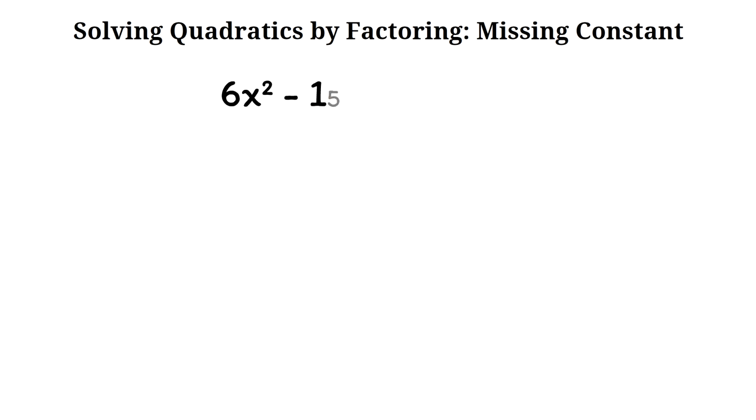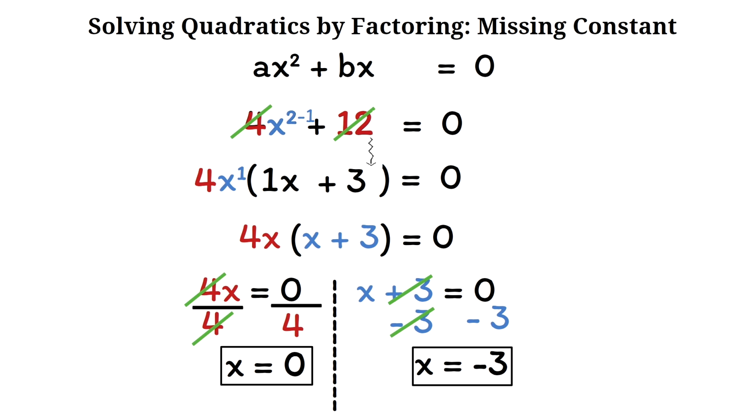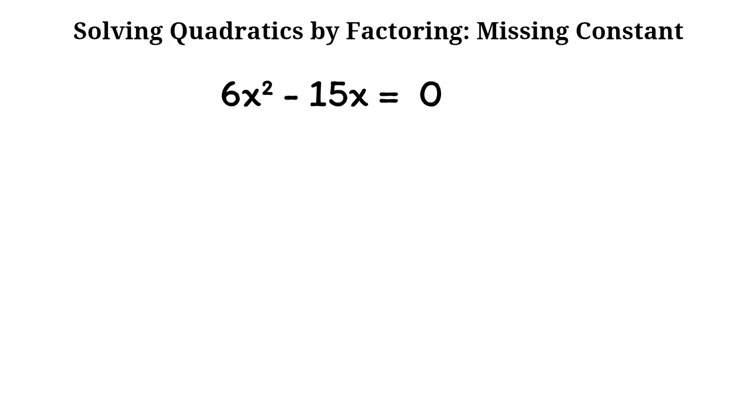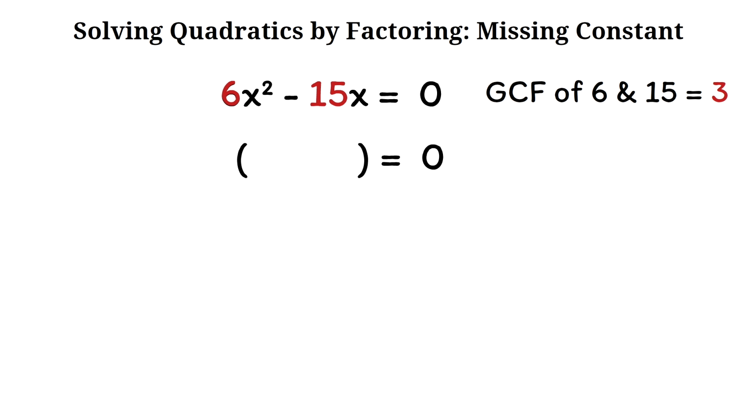Let's try another example. Solve the quadratic equation 6x squared minus 15x equals 0 by factoring. This is similar to the previous example. First, we want to bring the greatest common factors outside the parenthesis and leave the uncommon factors inside the parenthesis. We start with the numbers. The greatest common factor of 6 and 15 is 3. That's the largest number that divides both without a remainder. So we factor out 3.